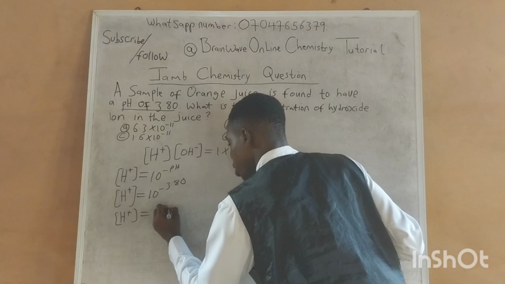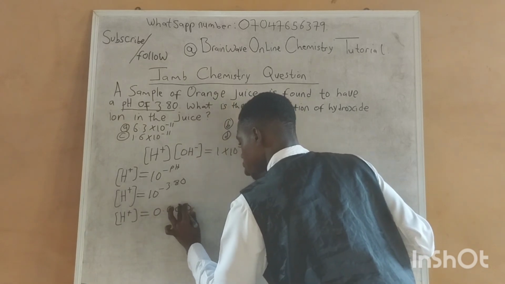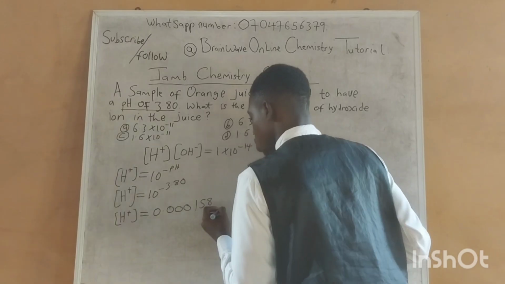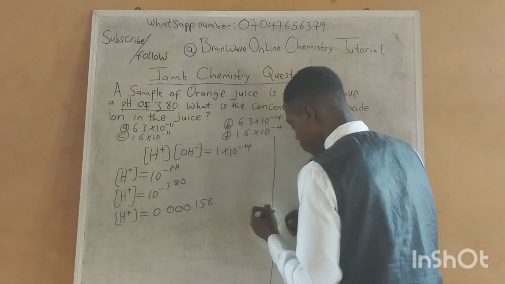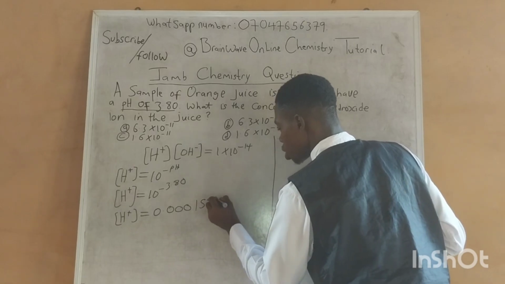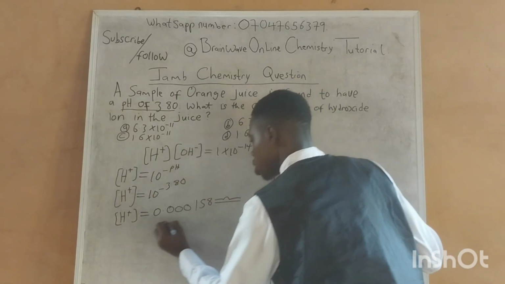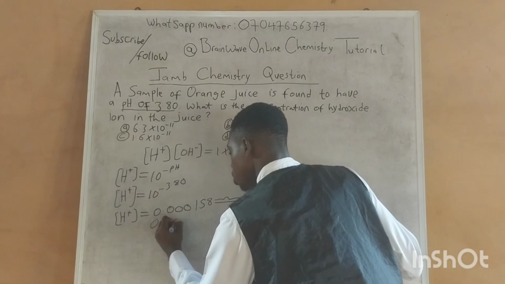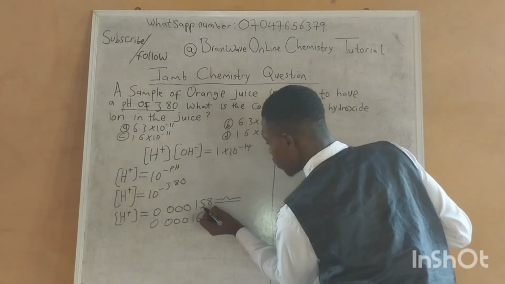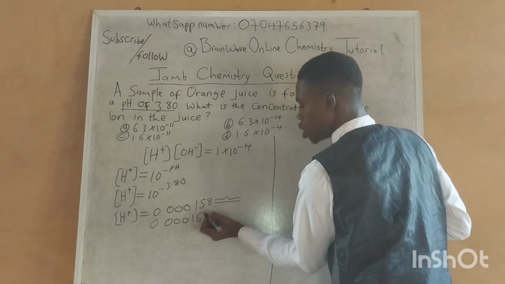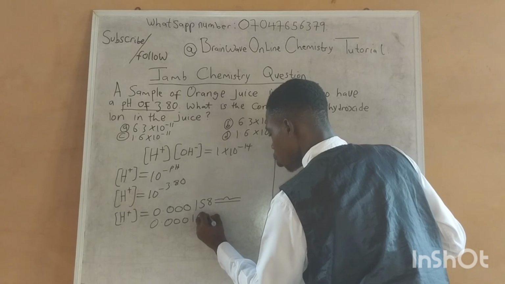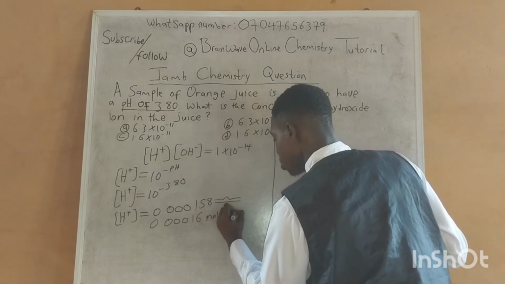You're going to get 0.000158. You're going to stop here. So we'll now approximate it to be 0.00016. This 8 now approximates this 5 to become 6. So the number was 0.00016 mole per dm cube.